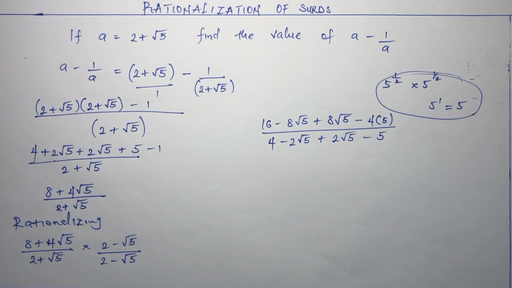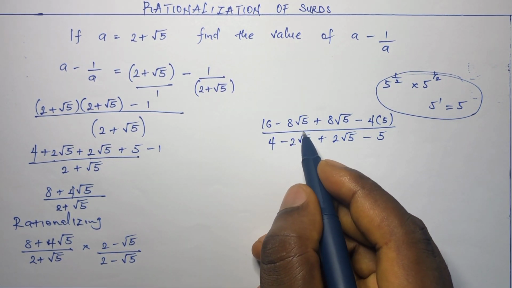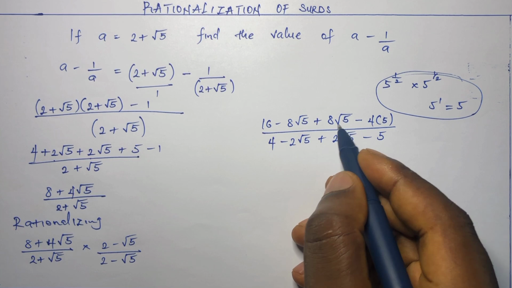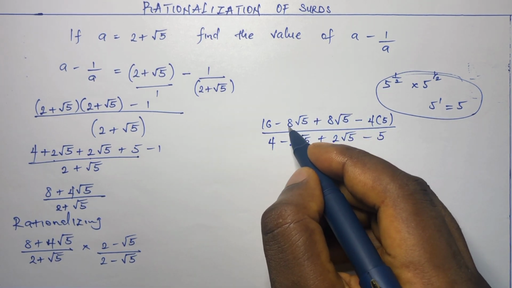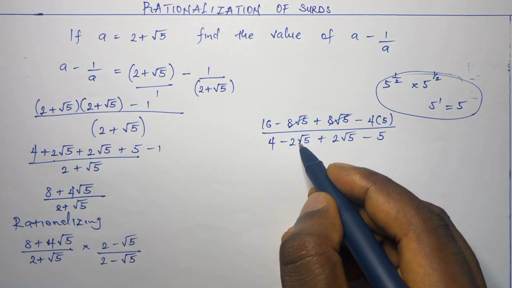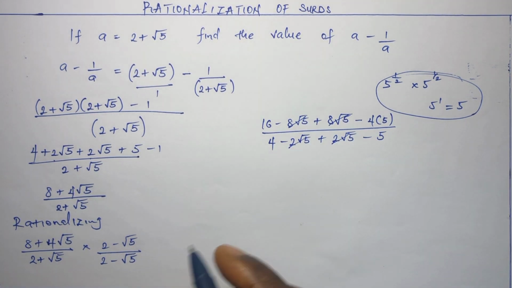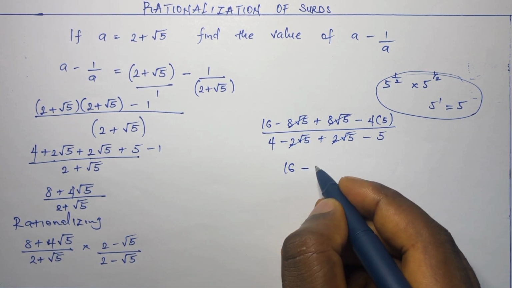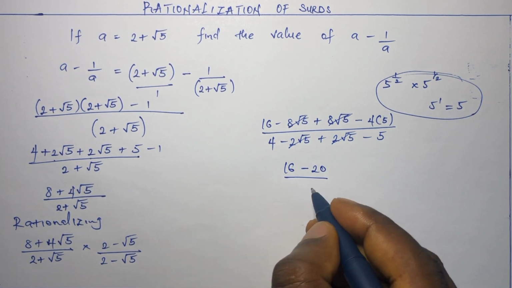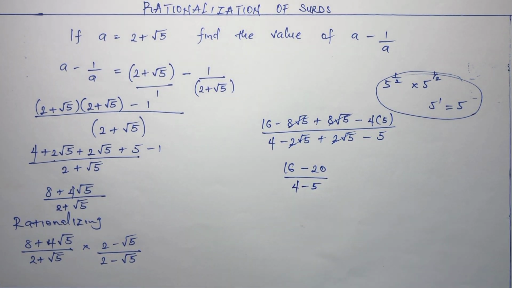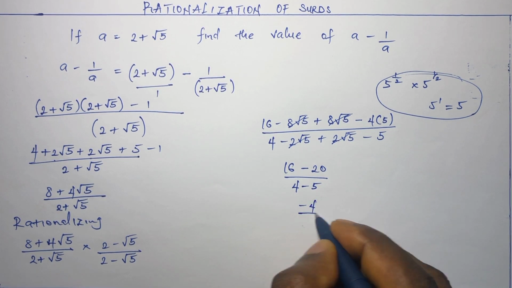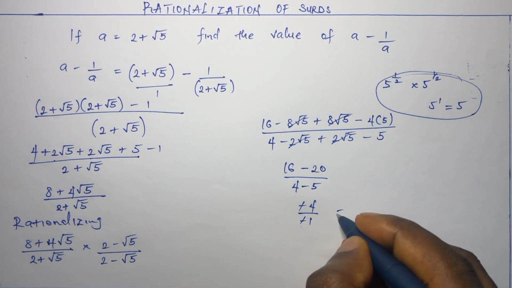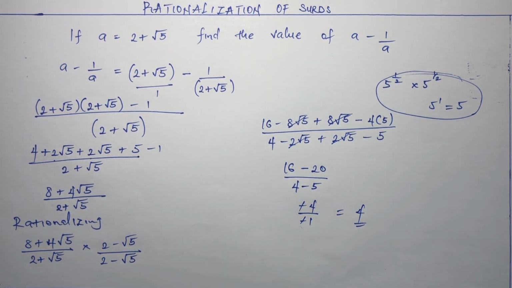Now remember, we can actually cancel out some things here. We have negative 8 root 5 and positive 8 root 5, so both of them add to 0. The same thing applies here, this will also add to 0. So we are left with 16 minus 20, divided by 4 minus 5. This and this will give us negative 4 over negative 1. And if we evaluate this, minus will cancel minus, so we are left with 4. So this is the correct answer to this problem.